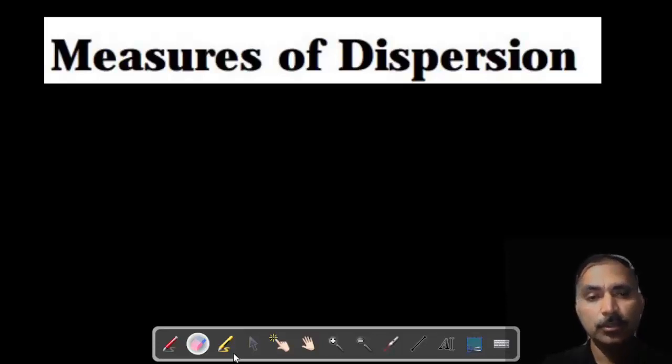Today we are going to learn the new topic, that is measure of dispersion. Now we will discuss what is the dispersion, what is the meaning of dispersion. Dispersion का मतलब क्या होता है?